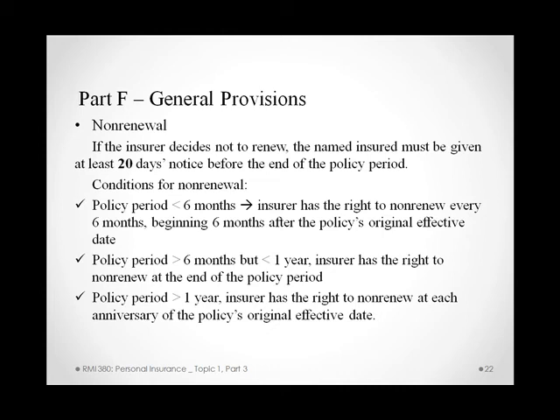If your policy period is less than half a year, 6 months, then the insurance company will have the right to non-renew every 6 months, beginning 6 months after the policy's original effective date. If your policy period is greater than 6 months, but shorter than 1 year, then the insurance company will have the right to non-renew at the end of the policy period. If your policy period is greater than 1 year, the insurance company will have the right to non-renew at every anniversary of the policy's original effective date.